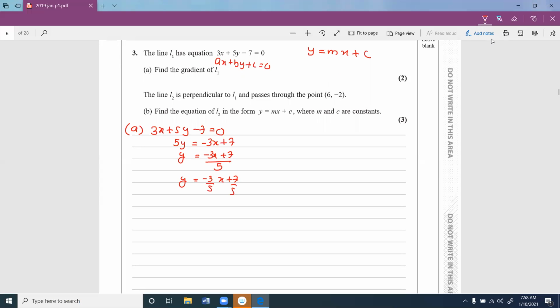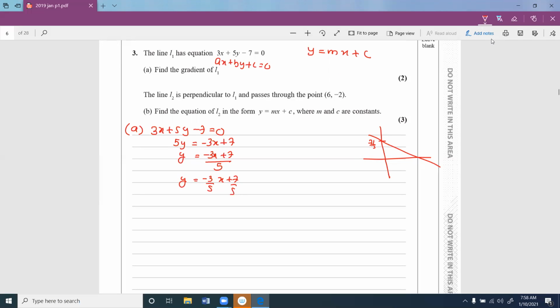Then when you see this kind of straight line, you should have a rough idea what kind of straight line this is. You can see that it's a straight line with a negative gradient and a positive intercept. That means this straight line is somewhere like this. This intercept is 7 over 5 and it has a gradient of minus 3 over 5, right?